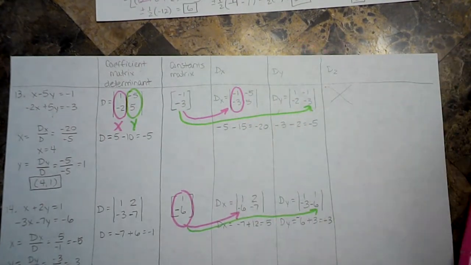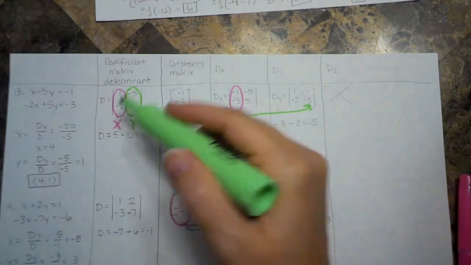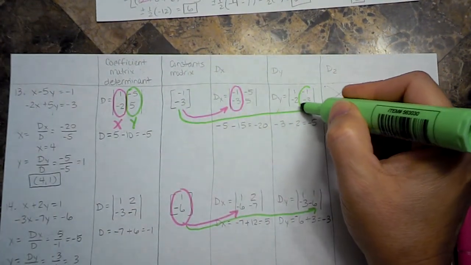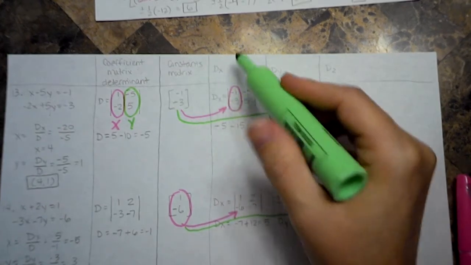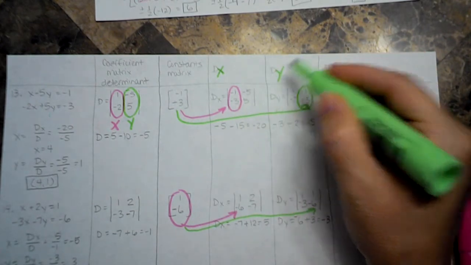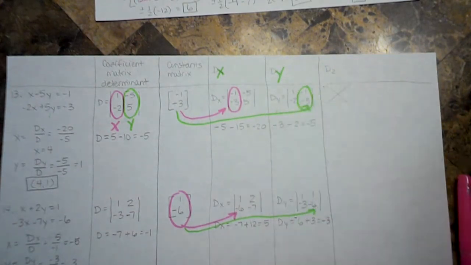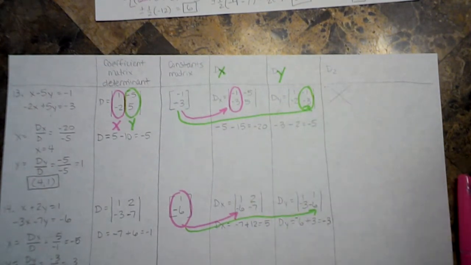Okay, so look at the determinant of y. X stays the same, but we're going to replace our y values with the constants. So whatever value is here, if this is x, you're replacing the x's. If this is y, you're replacing the y's. Then do your math like you would before, and you get that.